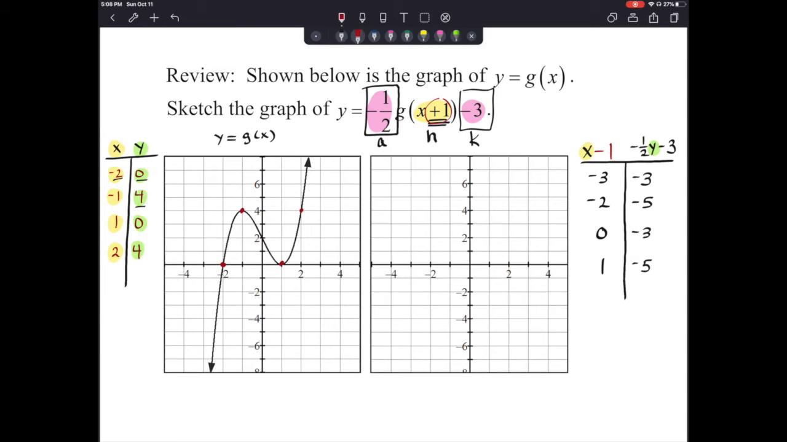Now we can take the time to graph our transformed function. Our first point is at the point negative 3, negative 3. Our second point is at the point negative 2, negative 5. The third point is the point 0, negative 3. And our last point is the point 1, negative 5.